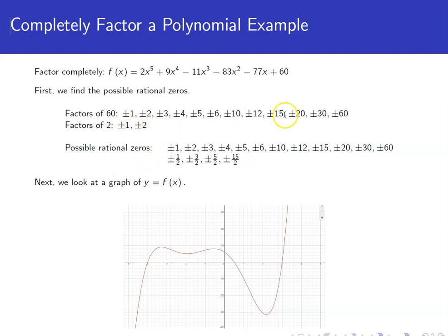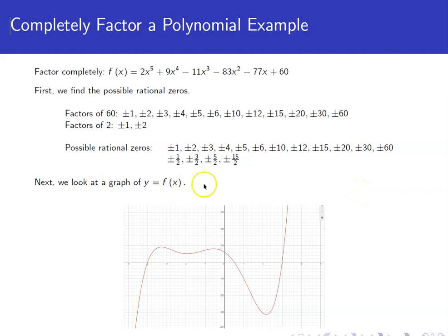Remember, again, we take all the factors of 60 and put them over 1, and all the factors of 60 and put them over 2. Here's the list of all the factors of 60 over 1. It's just the same list as the factors of 60. Here's all of the factors of 60 over 2, but we eliminated any of the ones that had an even numerator because when I reduced it, it became one of these that were below it.